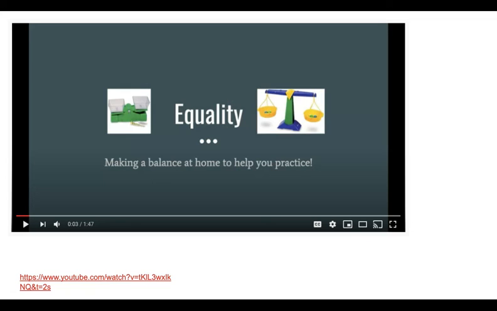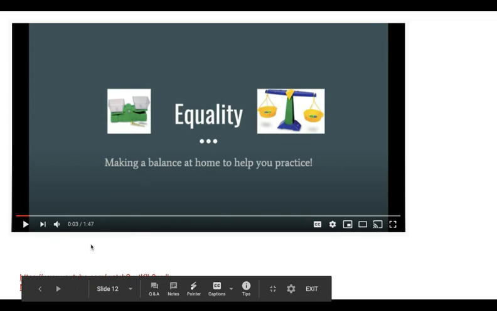Kiddos, another way that you can practice working on equality at home is to make your own balance.